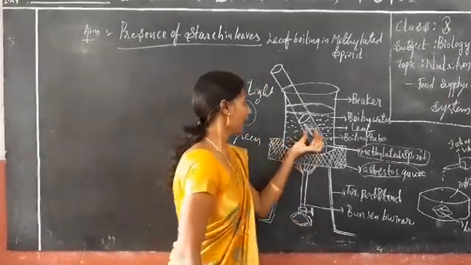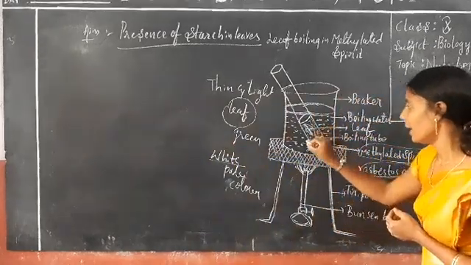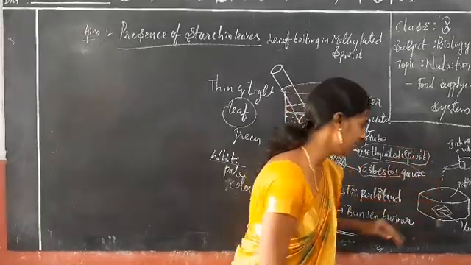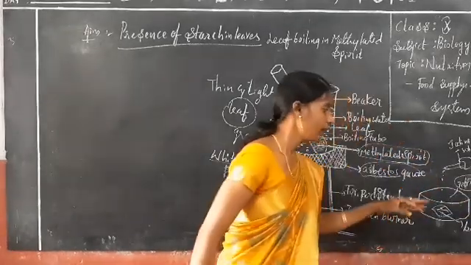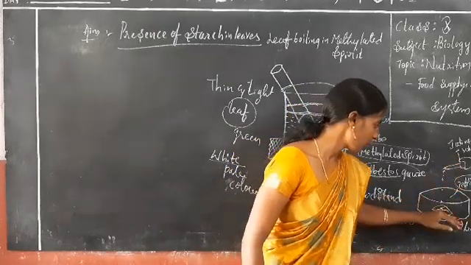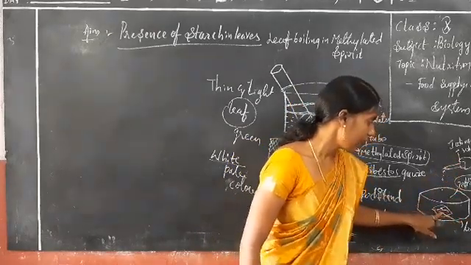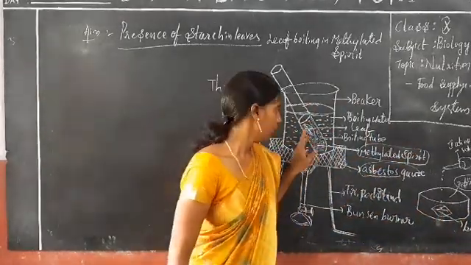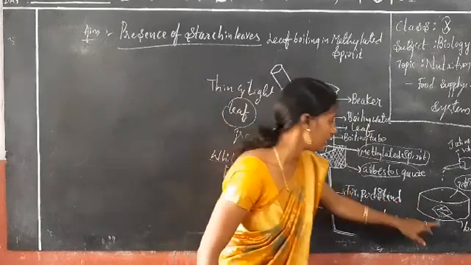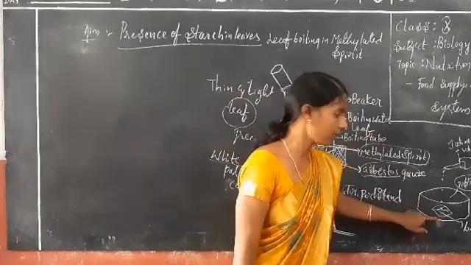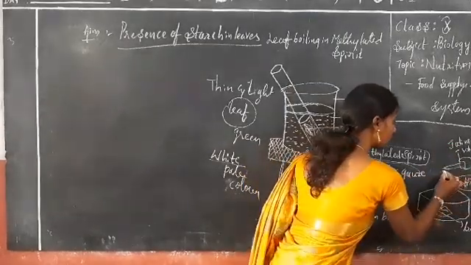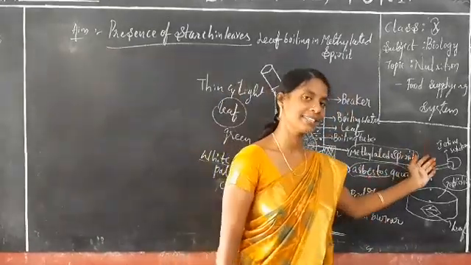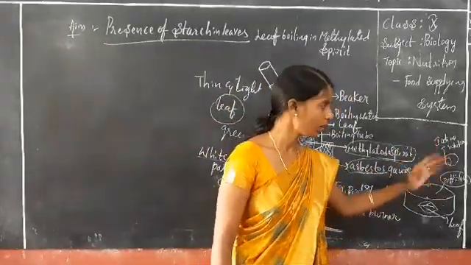Clear? If you take that leaf, we have to spread it in the petri dish. Okay? Petri dish. After keeping the leaf there, how was the leaf selected? We collected it from the methylated spirit. After collecting it from the methylated spirit, we spread it over the petri dish. Clear all of you? After that, we add 1 or 2 drops of iodine solution. We already know iodine is used to test for the presence of starch in the food material.